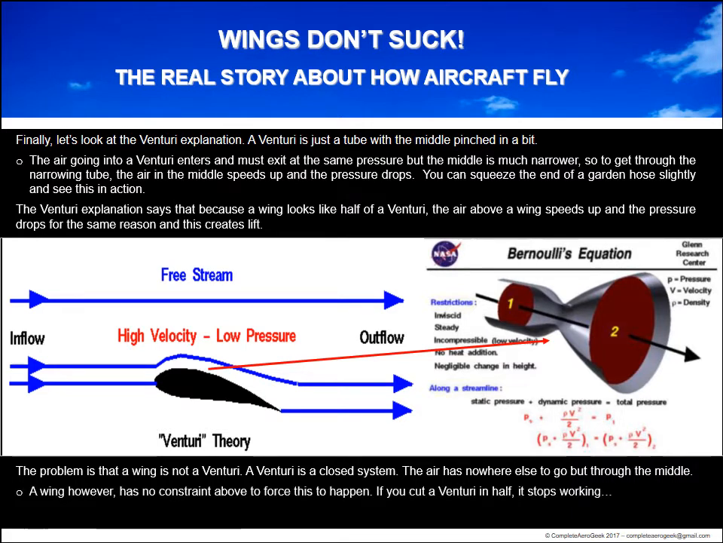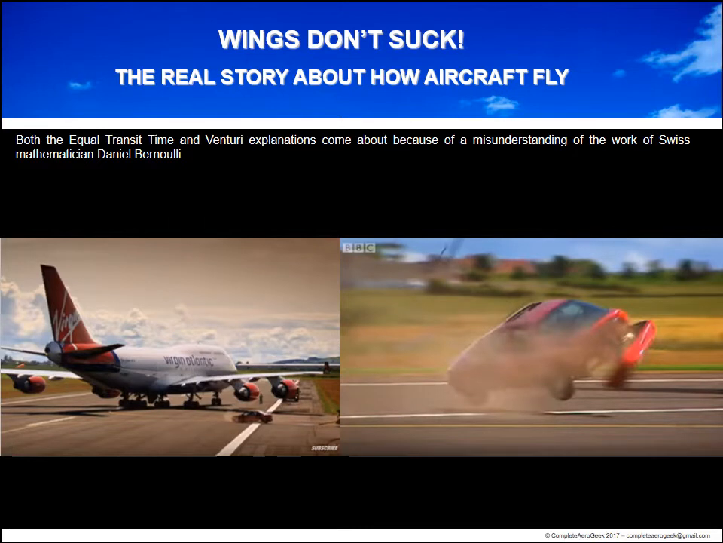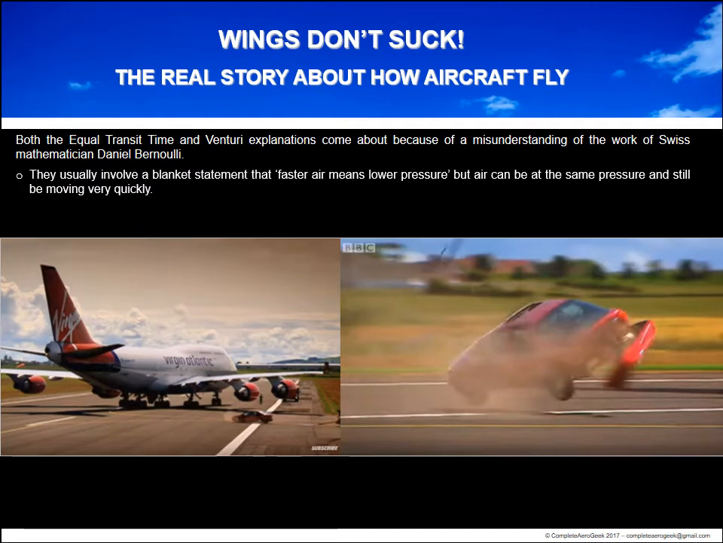A wing, however, has no constraint above to force this to happen. If you cut a venturi in half, it stops working. There goes the venturi explanation. Both the equal transit time and venturi explanations come about because of misunderstanding of the work of Swiss mathematician Daniel Bernoulli. They usually involve a blanket statement that fast air means lower pressure, but air can be at the same pressure and still be moving very quickly.